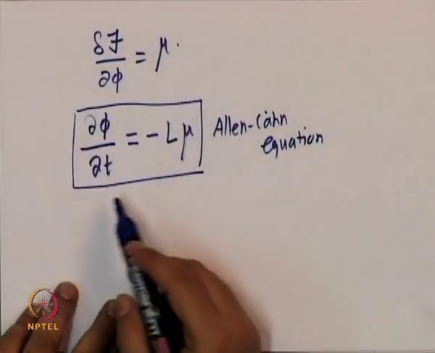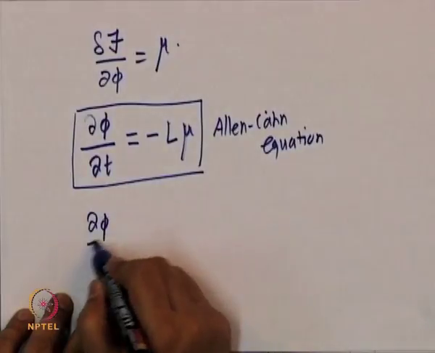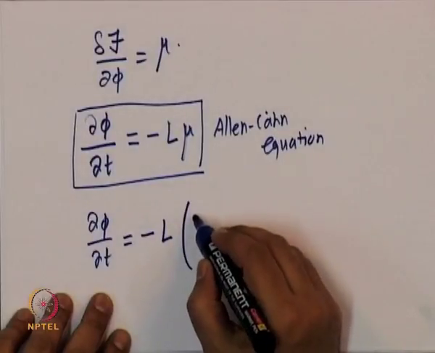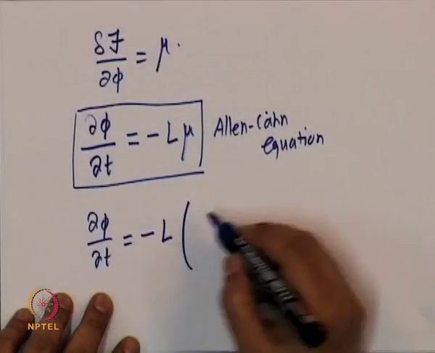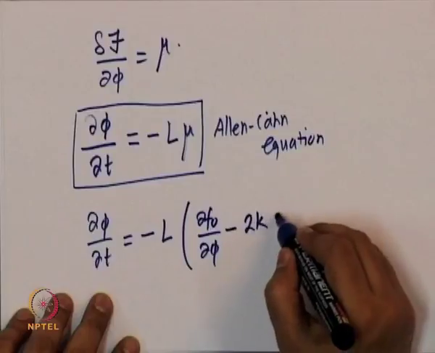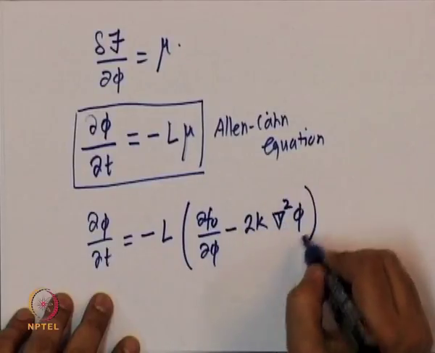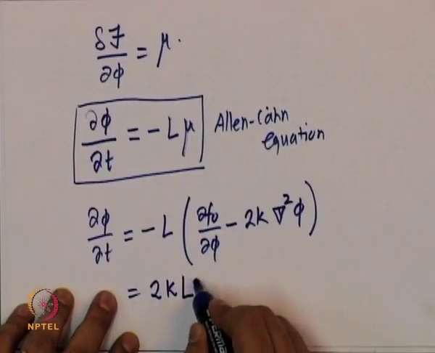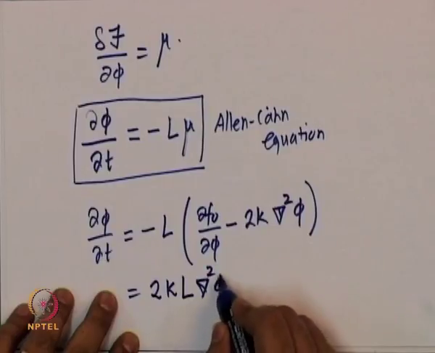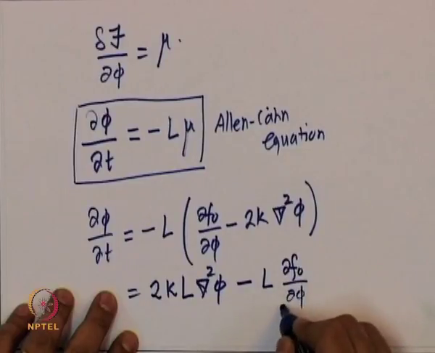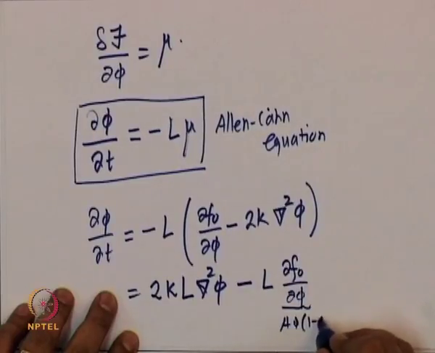And in fact, for the case that we have written, let us write this equation: dou phi by dou t equals minus L mu, where mu is nothing but dou f0 by dou phi minus 2 kappa del squared phi. So, we have 2 kappa L del squared phi minus L times dou f0 by dou phi, and dou f0 by dou phi is nothing but A phi into 1 minus phi into 1 minus 2 phi, right.